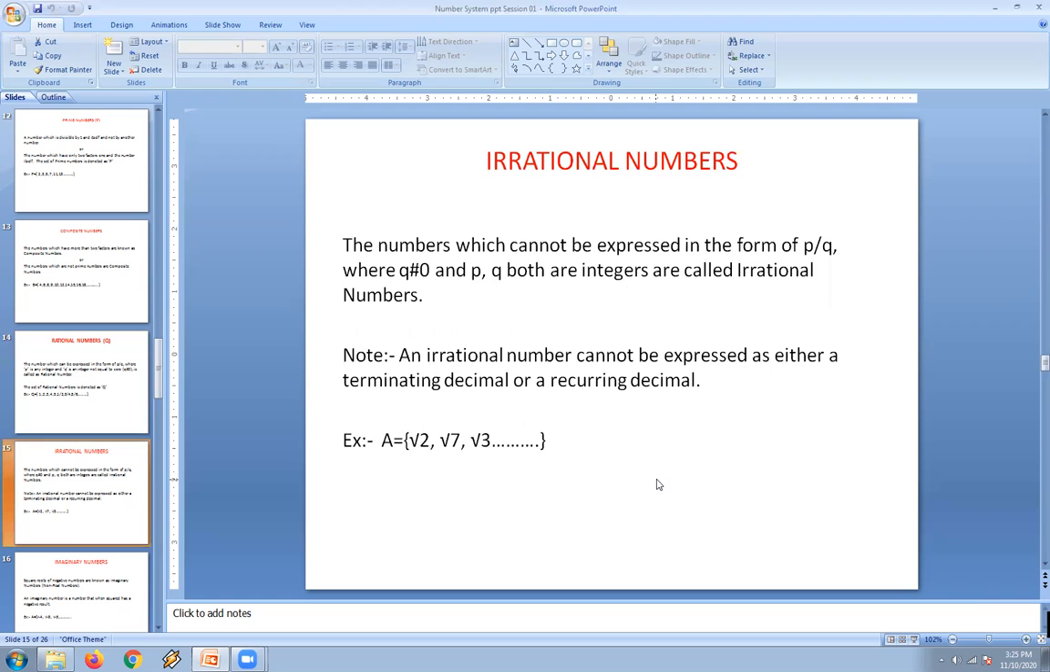And the next one is irrational numbers. The numbers which cannot be expressed in the form of P by Q, where Q is not equal to 0, are called irrational numbers. Irrational numbers cannot be expressed either as a terminating decimal or a recurring decimal. Examples are root 2, root 7, root 3. They are called irrational numbers.